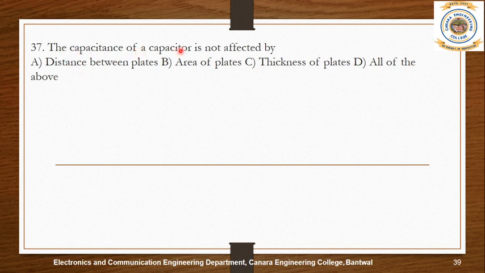The capacitance of capacitor is not affected by distance between plates, area of plates, thickness of the plates, and all of the above. As we know, capacitance depends on distance between the plates as well as area. So thickness is not depending. So thickness of the plate is the right answer.